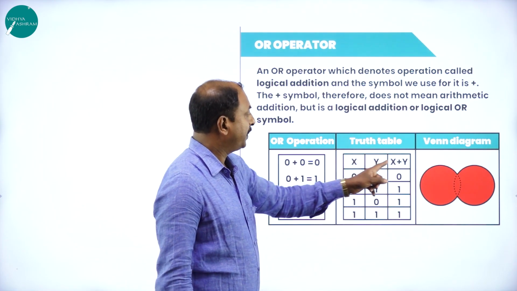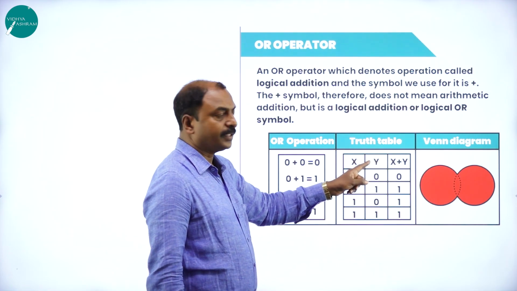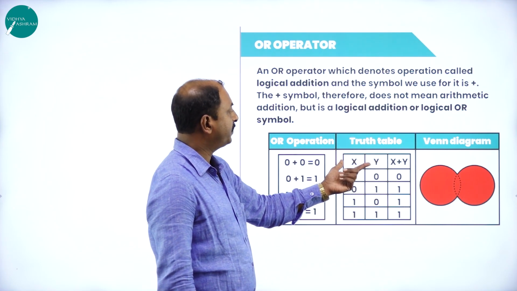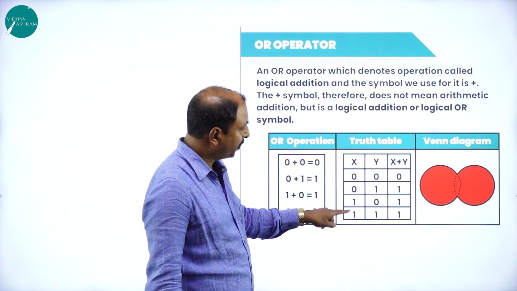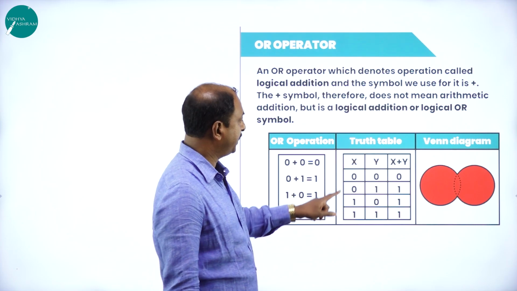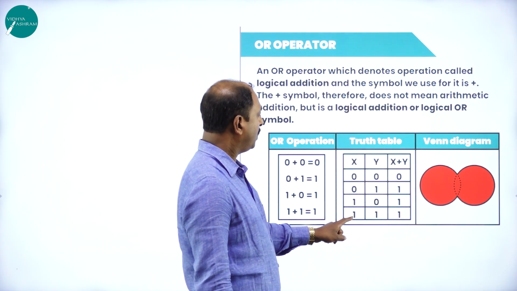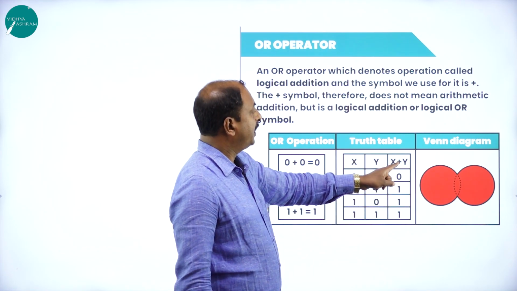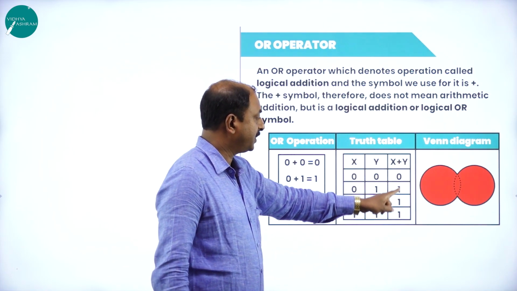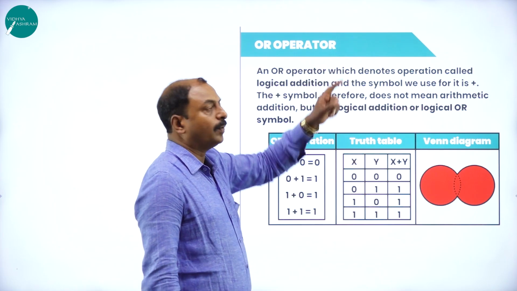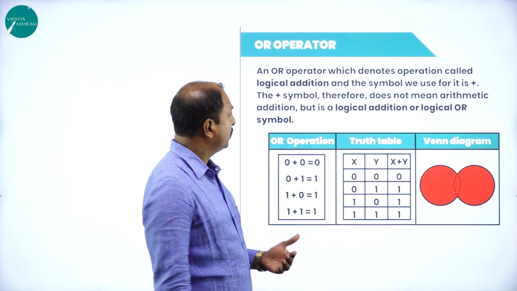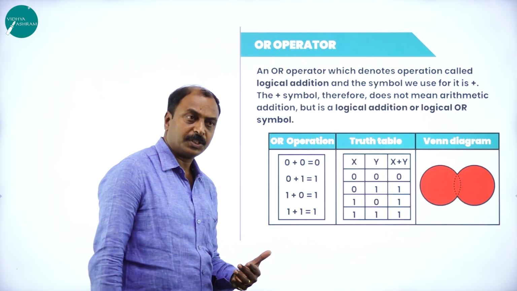Look at the truth table here. x and y are the two variables, and if there are two variables, there are four different combinations: 0 0, 0 1, 1 0, and 1 1. And here x plus y is the result of the OR operator, or OR operation. So what is the OR operation?